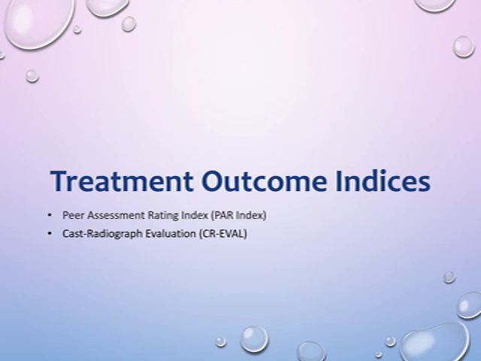Treatment outcome indices. Here we have two main examples: the peer assessment rating, or PAR index, which is a British index, and the CAST radiograph evaluation, which is an American index.